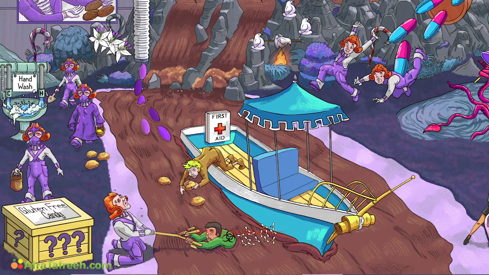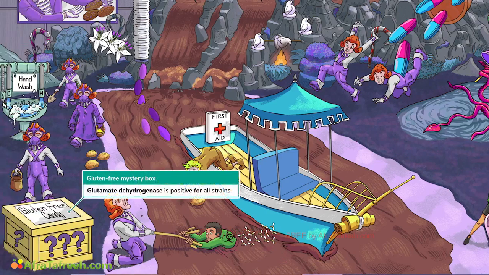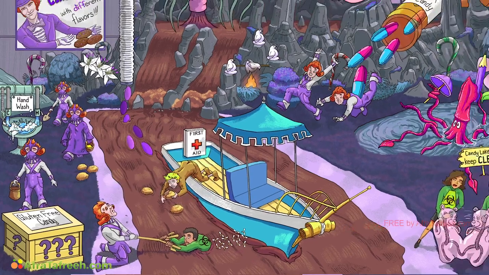It's also important to know about a third stool test, enzyme immunoassay, EIA, for glutamate dehydrogenase, symbolized by this crate of gluten-free candy. Glutamate dehydrogenase is an enzyme found in all C. diff organisms, hence the big question mark. Because this test cannot distinguish between strains that produce toxin and those that do not, it is never used alone to diagnose C. diff infection.